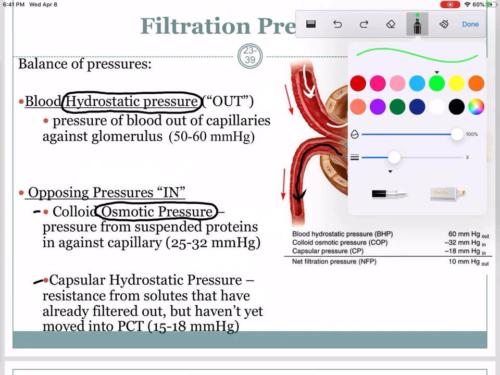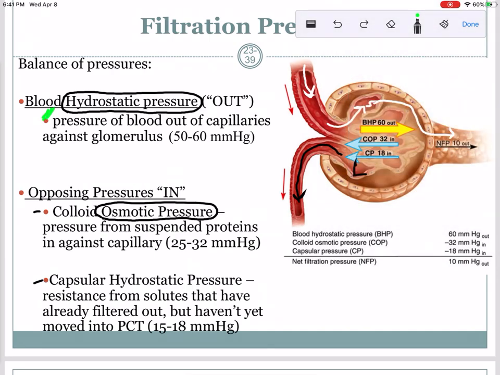Let's do this one in green. All right, so we're going to show hydrostatic pressure in green. Hydrostatic pressure is really similar to blood pressure. We think about blood pressure. Hydrostatic pressure is the pressure that the blood comes into the glomerulus with. And this BHP, blood hydrostatic pressure, is going to be a pressure that goes in the direction of inside the glomerulus to outside the glomerulus into the capsular space.